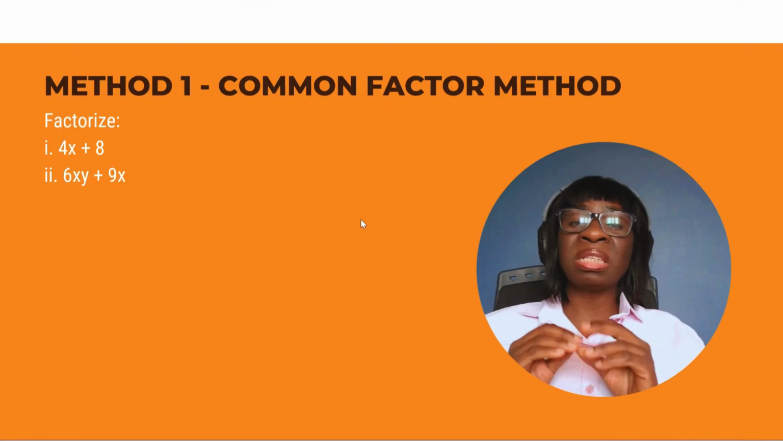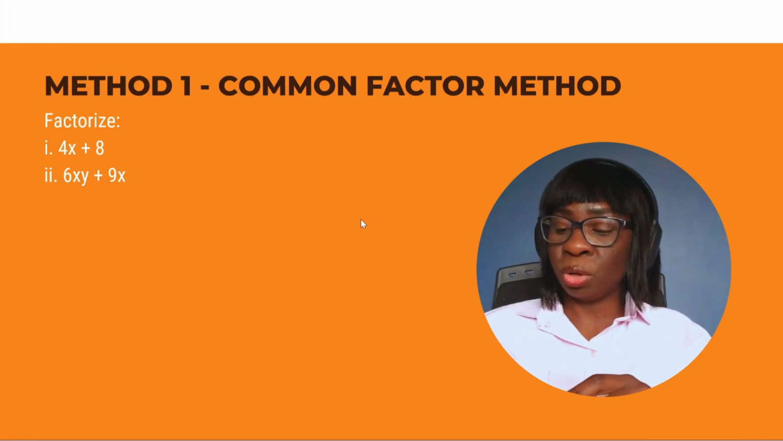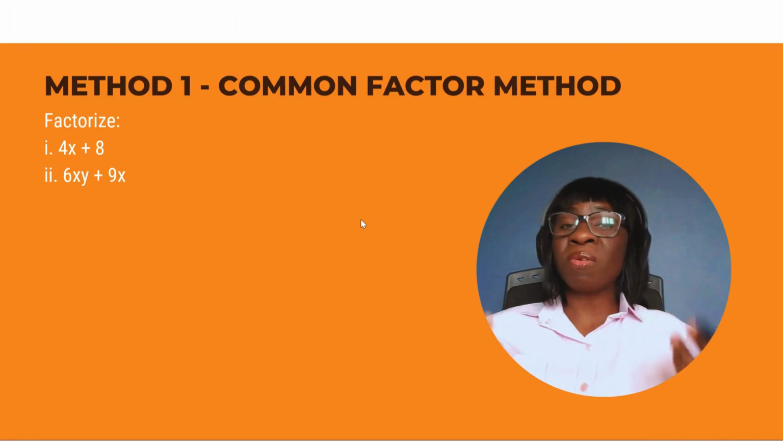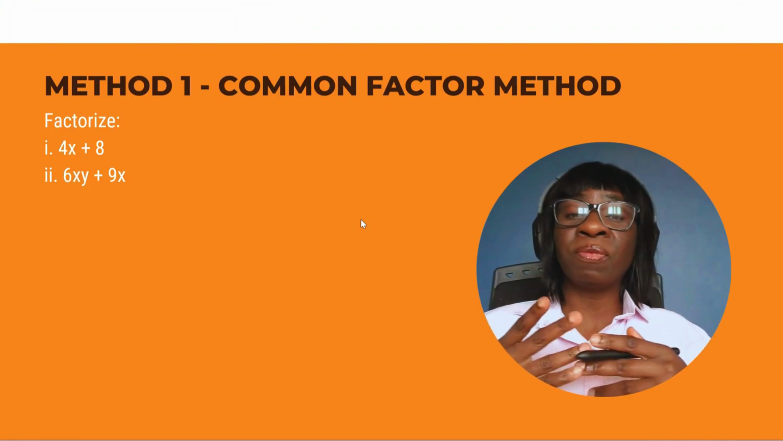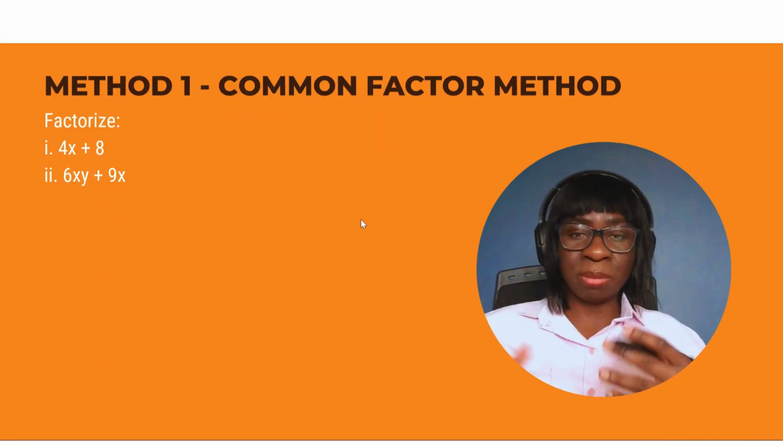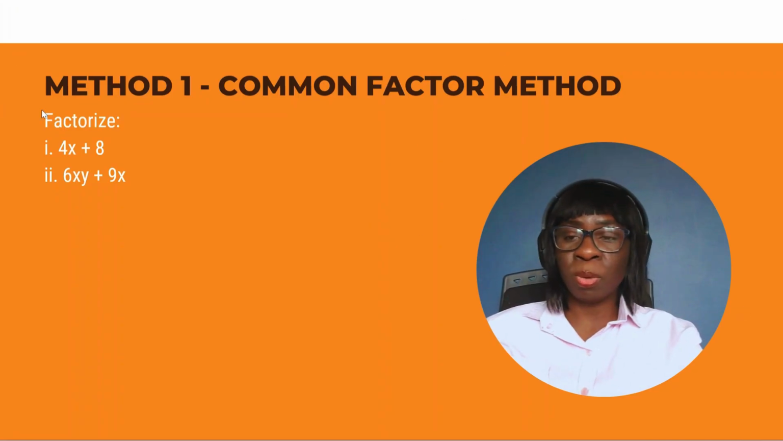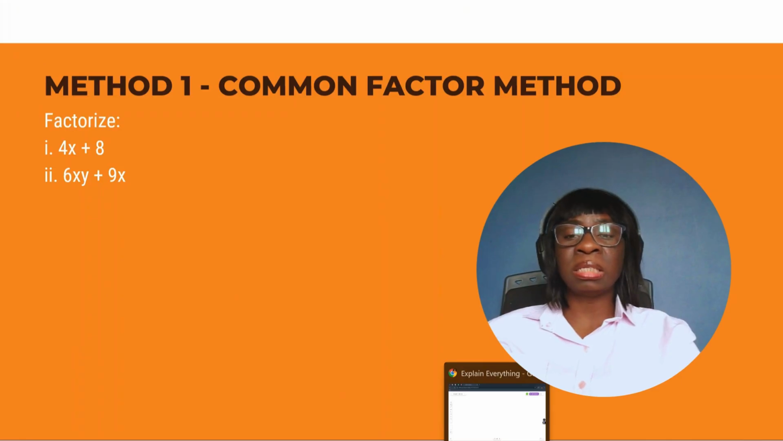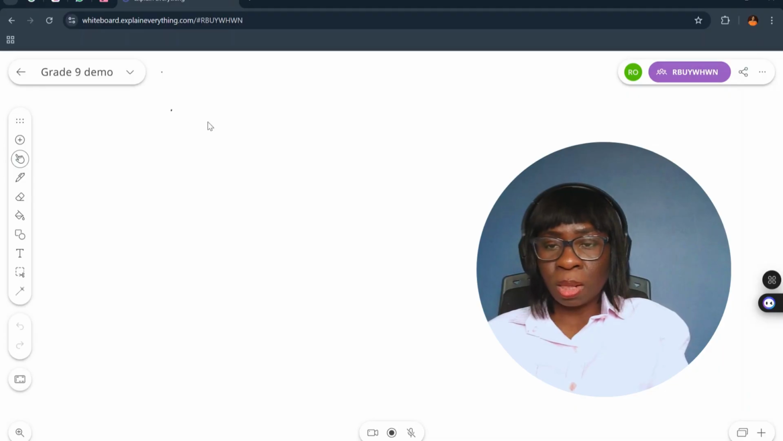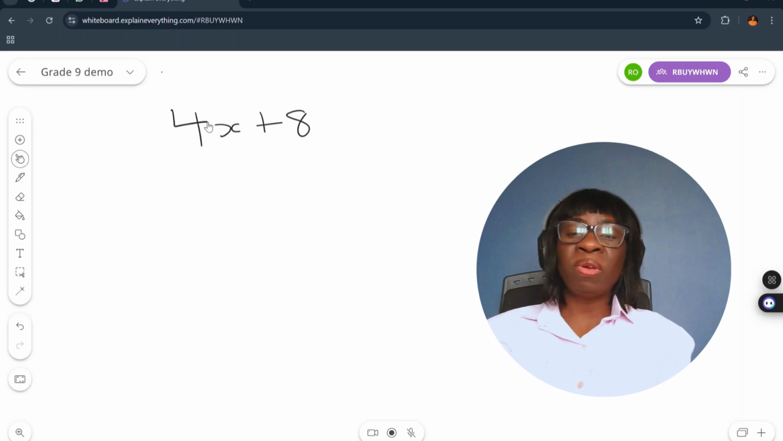So now the first method of factorization that we'll be considering is the common factor method. The common factor method is just like looking for the HCF of two or more terms. So now let's go to the board. We have to factorize 4x plus 8, and this is the common factor method. How do we factor this?